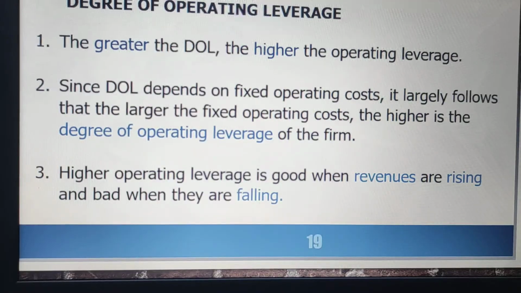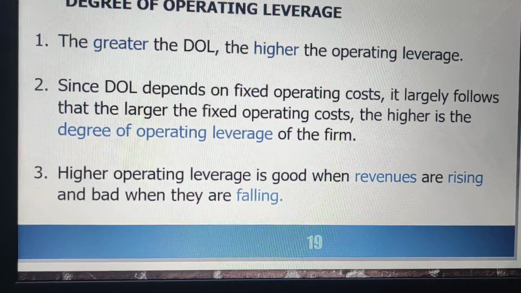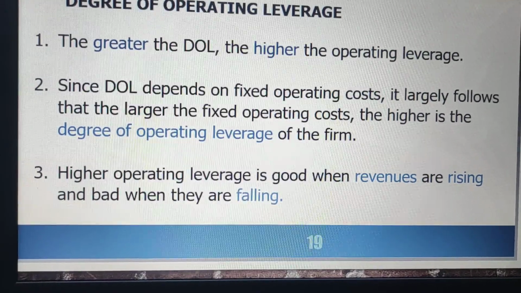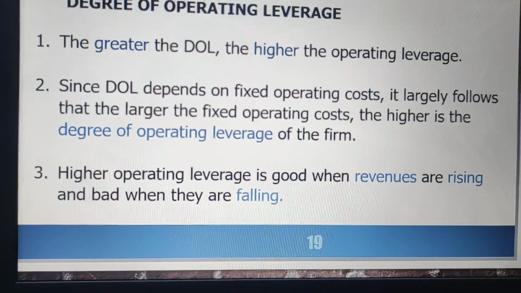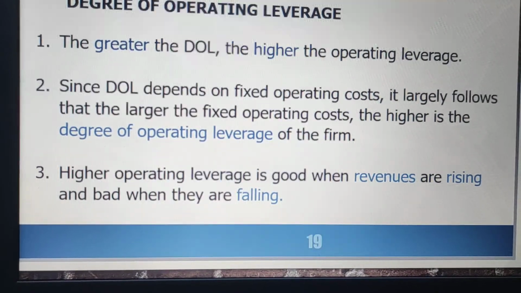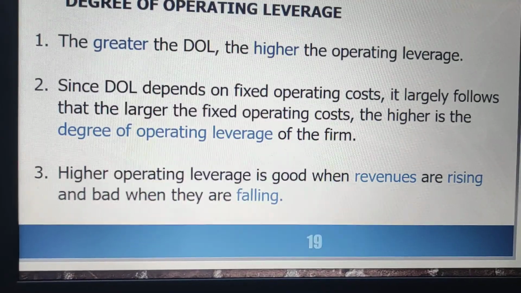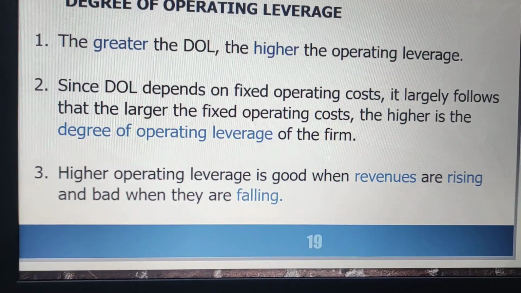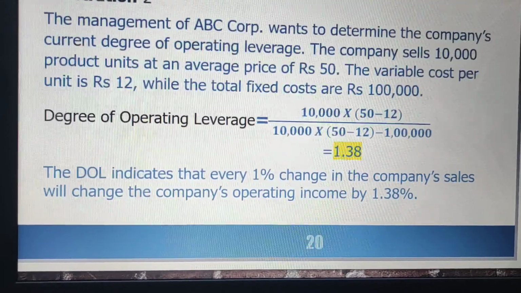Now, the greater the degree of operating leverage, that is DOL, the greater the operating leverage. Since DOL depends upon fixed operating cost, it largely follows that the larger the fixed operating cost, the higher the degree of operating leverage of the firm. High operating leverage is good when revenue is rising and bad when it is falling.